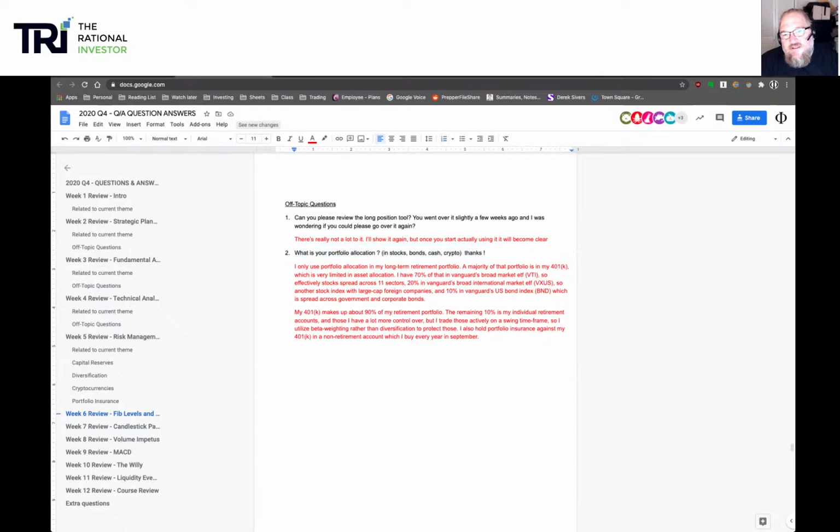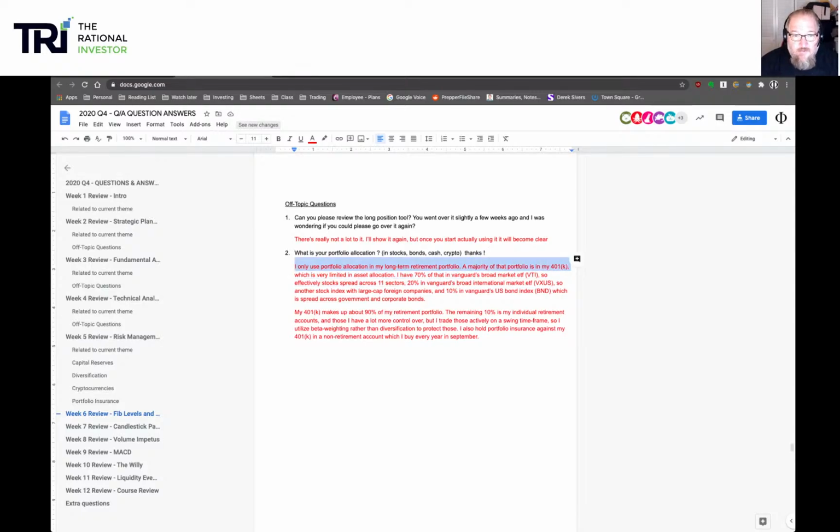So I only really use portfolio allocation when we're talking about diversification in my long-term portfolio. I think this is what you're asking about. If you're asking about how much I allocated to crypto versus other stuff, I can talk about that later. But I think what you're asking here is what's my efficient frontier, right? And I really only use that in my long-term retirement portfolio.